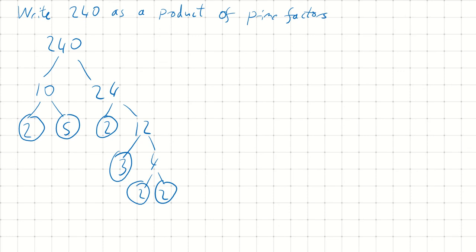So let's write down what we've got. We've got 4 2's, in fact. So we have 2 times 2 times 2 times 2. We have a 3 and a 5. So this is what 240 is: 2 times 2 times 2 times 2 times 3 times 5. And that is written as a product of prime factors.